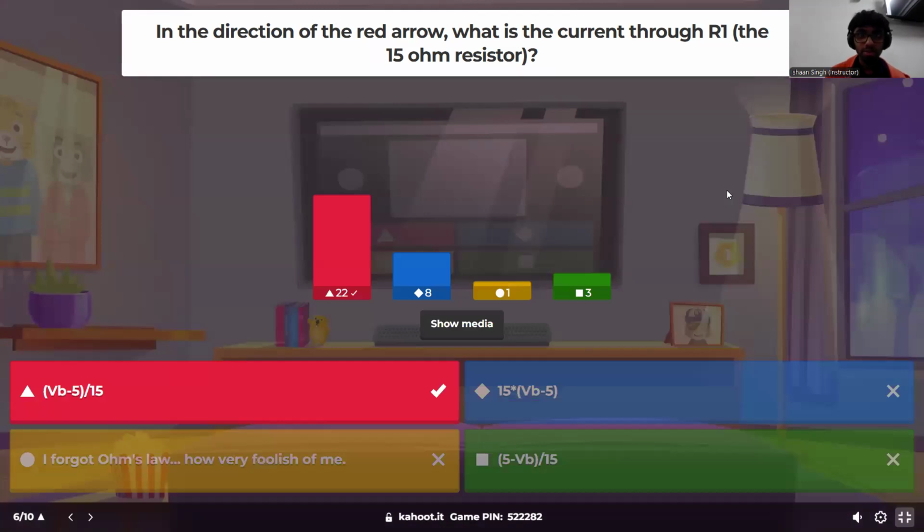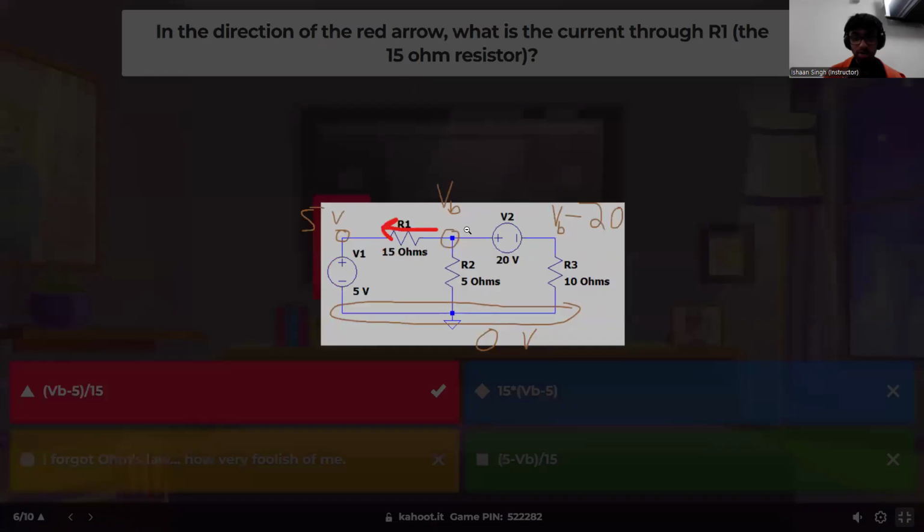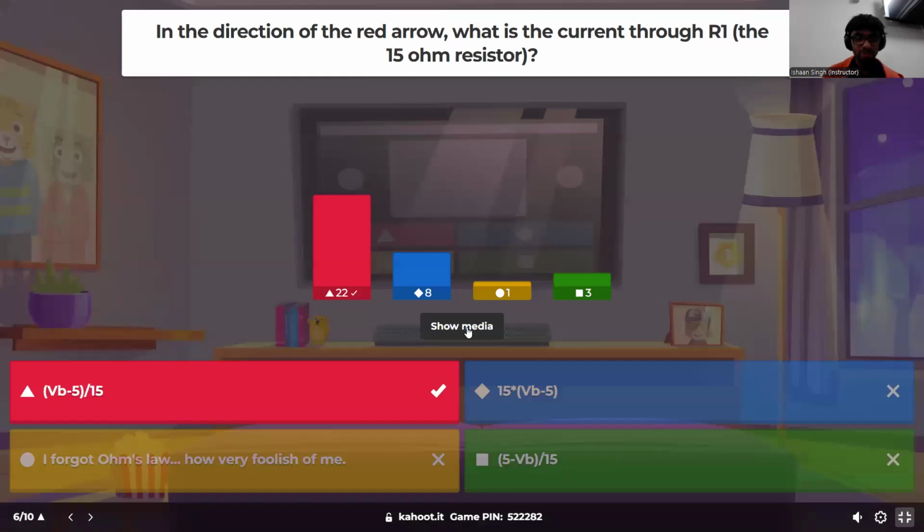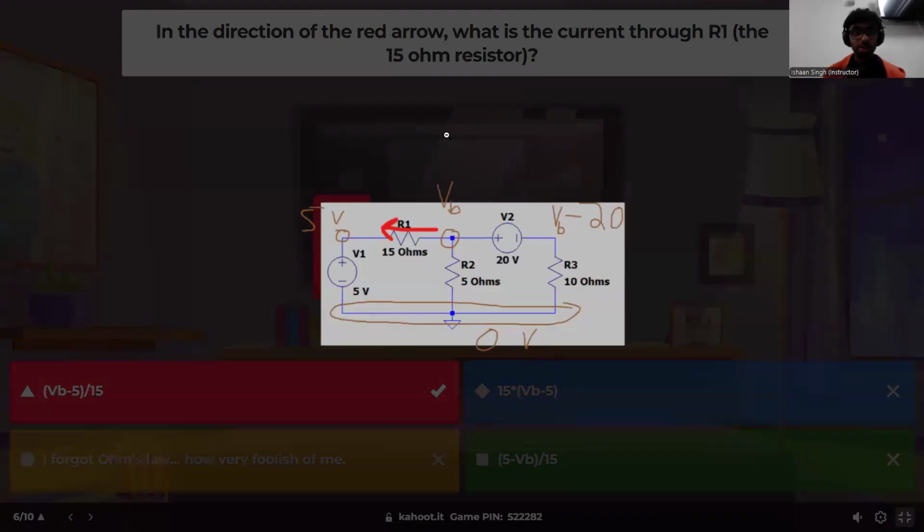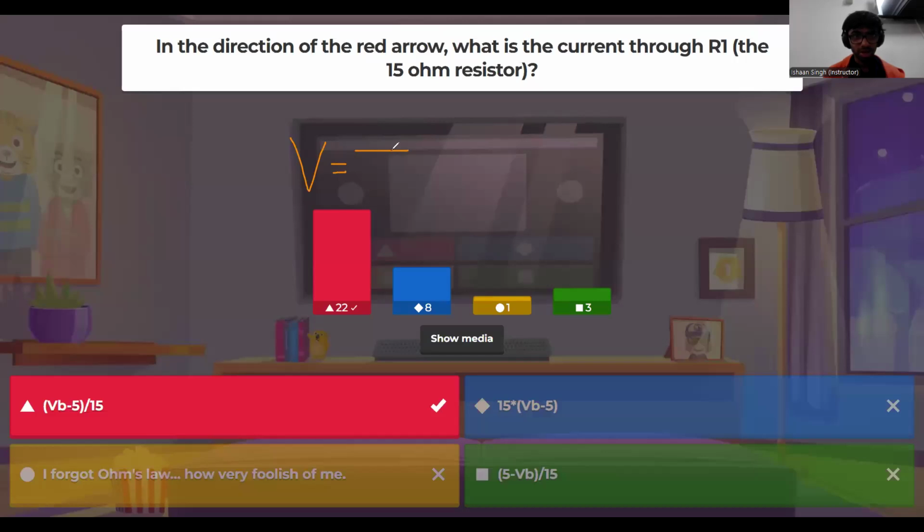Okay. Yeah, great. So a lot of people got that one. For anyone who said 15 times VB minus 5, remember Ohm's law is V equals IR, right? Oopsies, V equals IR, okay? And if we're interested in I, then I equals V over R. But yeah, most people got this. That's good.